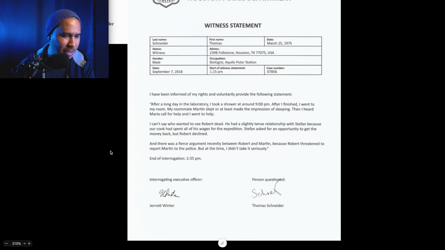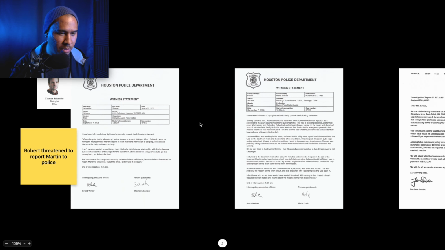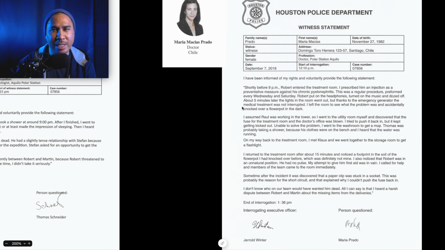Okay, why would he threaten to report him to the police? So I know there's other details in here, but this last one is kind of sticking out for me the most. All right, the next one is by Maria, and I put her picture here. So she is the doctor, and let's read her statement. So if they have witness statements, does that mean they're not suspects? We will have to see.